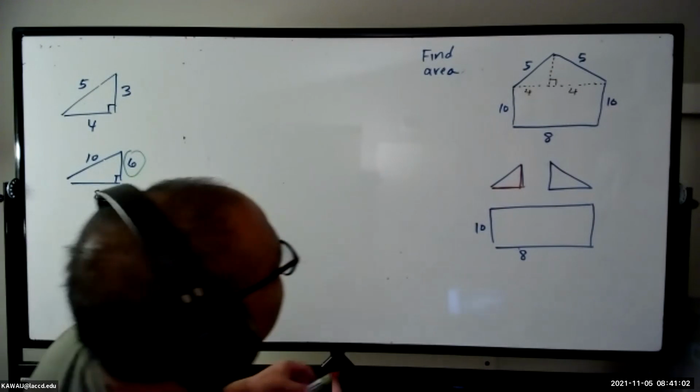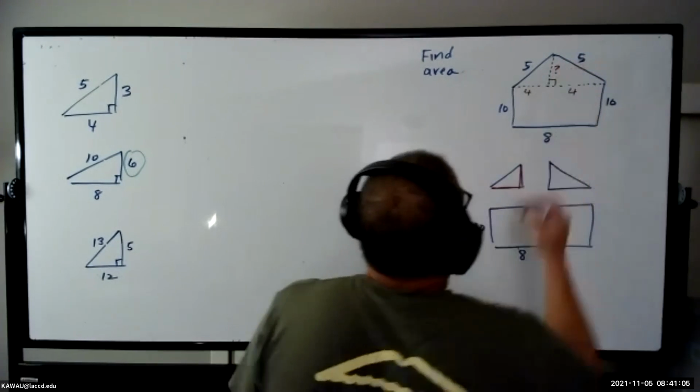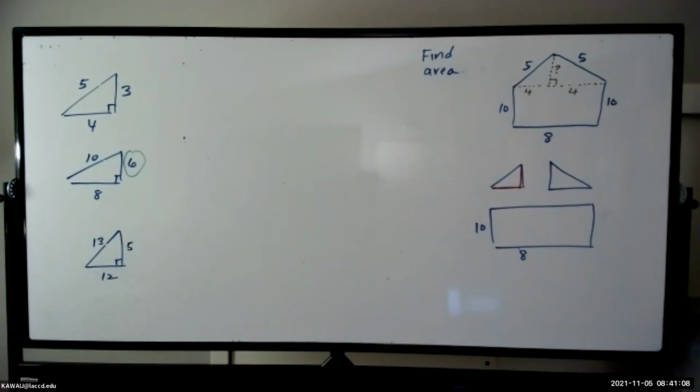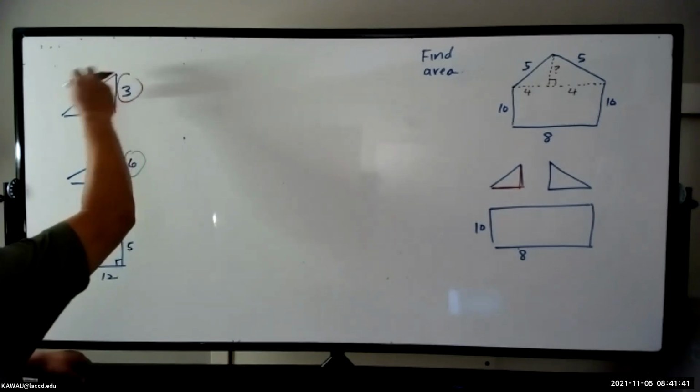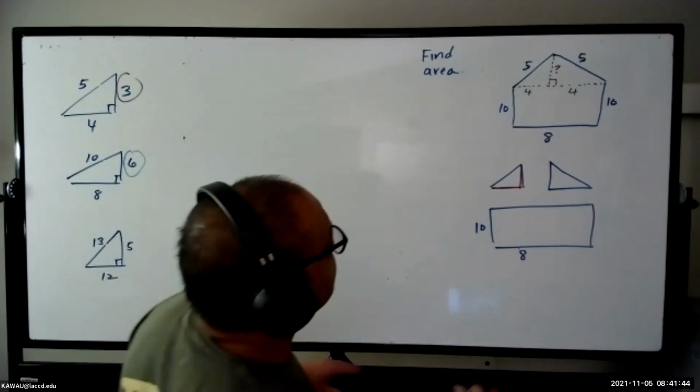So the question is, figure out what this is. Look over here at your right angles, at your right triangles. Okay. So this is what I see over here. 5, 4, 3. So this should be 3.